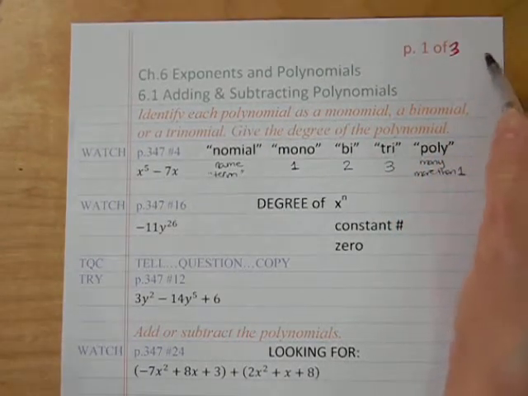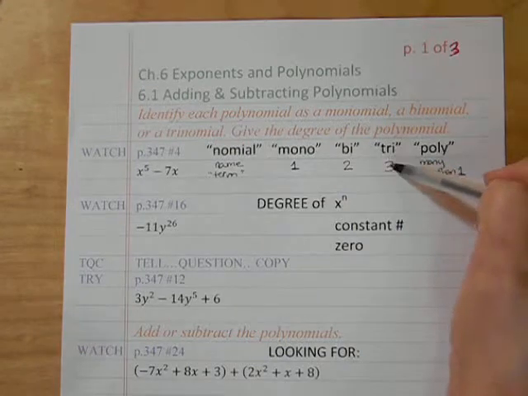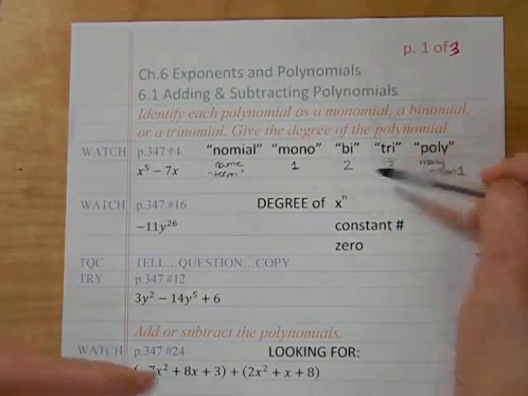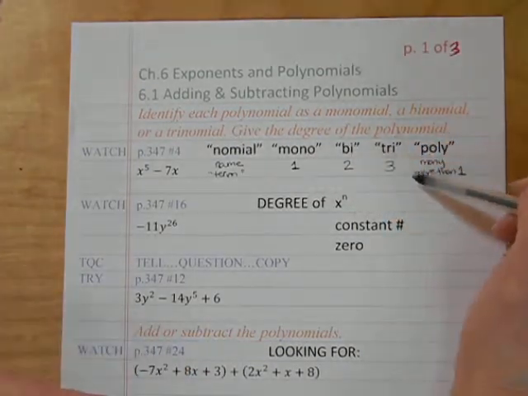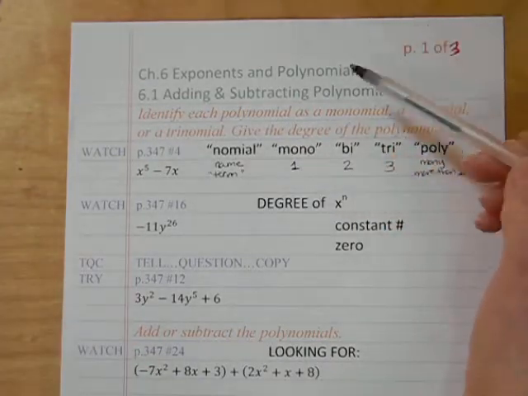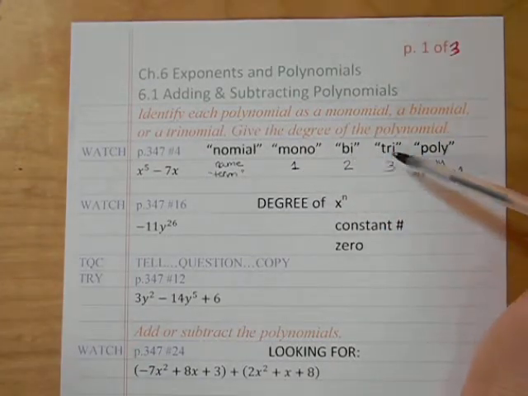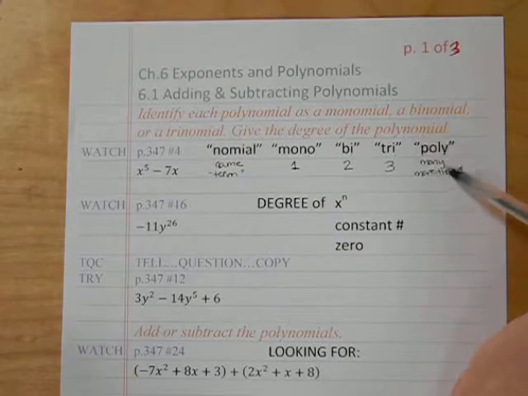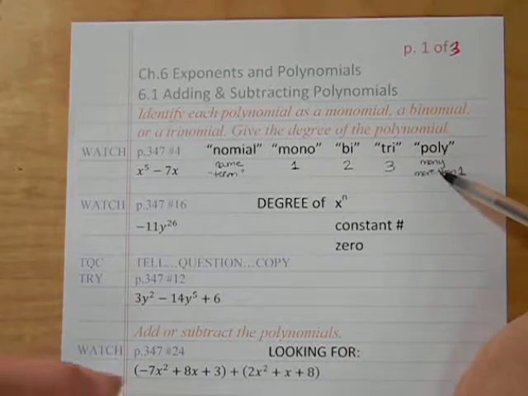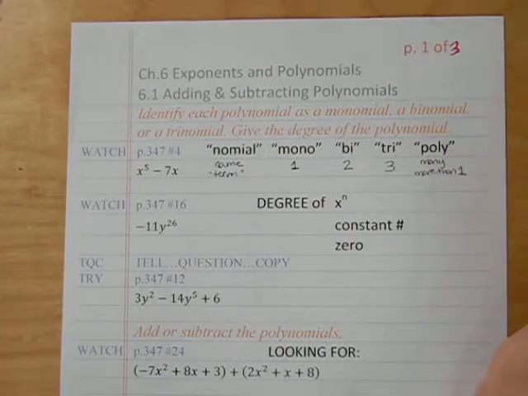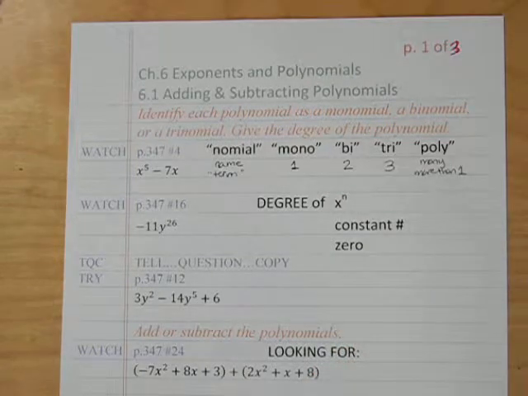And it's typically used in two ways, either more than three terms or just to talk about the family of polynomials as a whole. So they might talk about monomials, binomials, trinomials, all as polynomials, or they could be referring to something that has more than three. So watch for that.